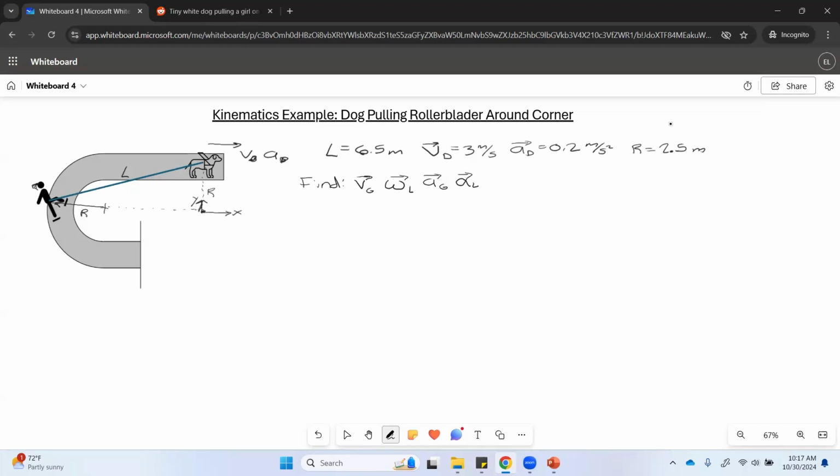So what we need to do here is use the general planar motion formula because the leash in between them has general planar motion. The dog has a linear motion and the girl has a fixed axis rotation motion around this center of curvature here. And combining the linear and the angular, we get general planar for the leash. So first we'll write out the general planar motion equation. So let's go with our plan.